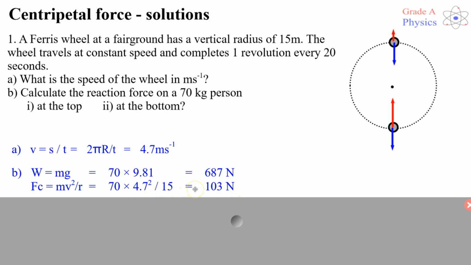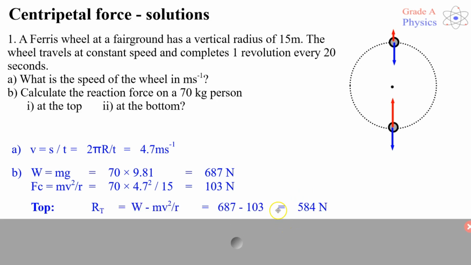And basically we need to say, well, do we add these together or subtract them? But we need to understand why. So let's think about at the top. At the top, we said that the weight take away the reaction force will be equal to mv squared over r. So if we rearrange that to make reaction force the subject, that'll be W minus mv squared over r. So 687 take away 103 is 584.